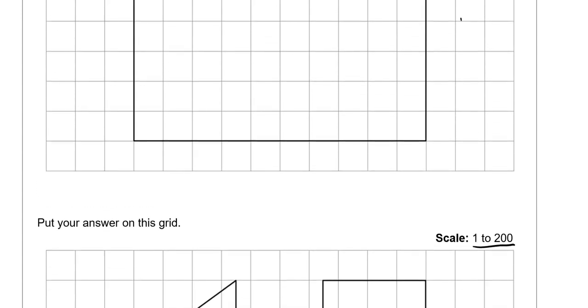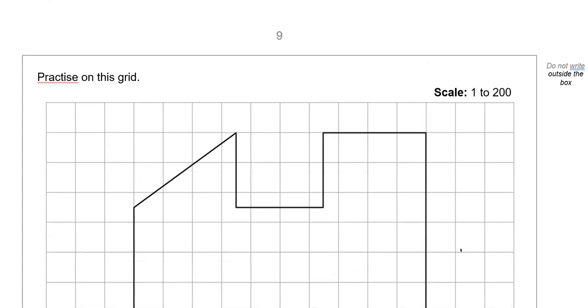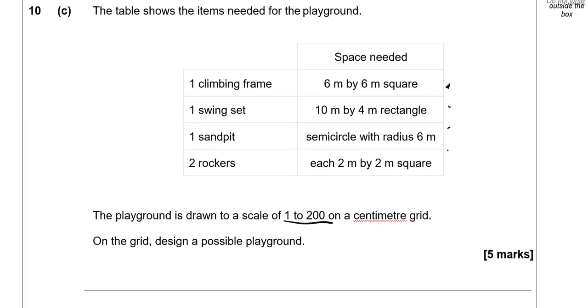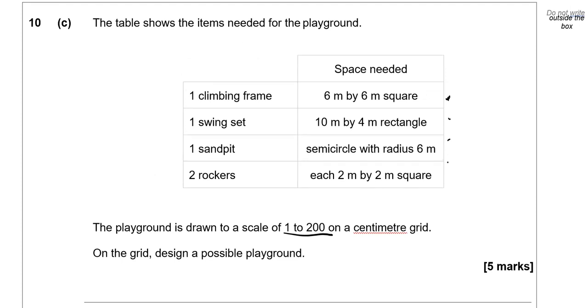So we need to use the scale to work out the dimensions of these items here on the grid. So 1 to 200, so 200 times smaller than they are in reality. So we need to convert them to centimeters to help us with this, because we're going to use centimeters as a unit in our grid. And then we can easily divide by 200. So 6 meters by 6 meters. So that is 600 centimeters by 600 centimeters. Now, dividing this by 200 gives us 3. So 3 centimeters by 3 centimeters on the grid.